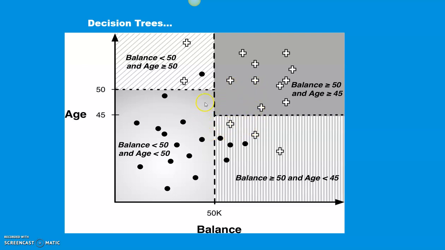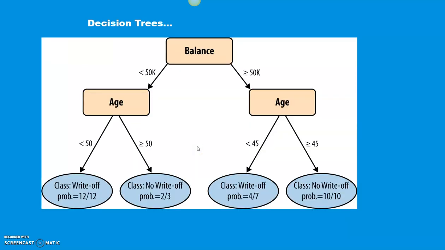And that sort of led to a classification, because you can see that customers with age less than 50 and balance less than 50, they tend to be black dots. And customers with balance more than 50 and age more than 45, they tend to be the crosses. So, whatever they are, this is one type of classification, this is another type of classification. And here is a pictorial view of the same decision tree.